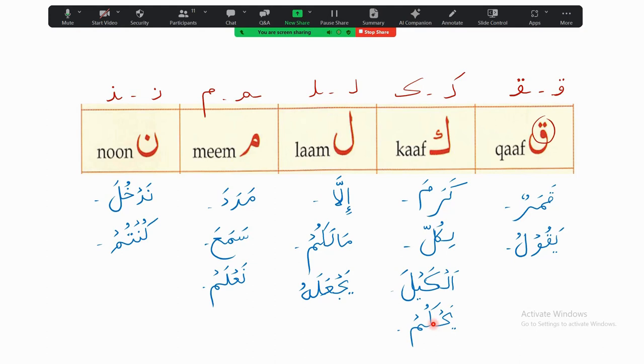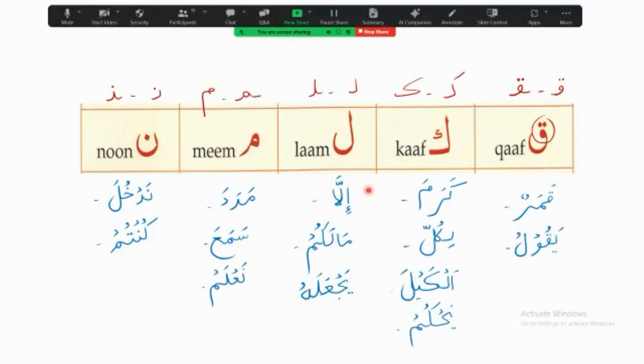But what is consistent in many cases is the slanting line of the letter kaf, this line at the start, this line in the middle here, and again this line here. But when the kaf letter comes at the end, the shape of it sometimes will be like this. The shape of it is as it is, like this.